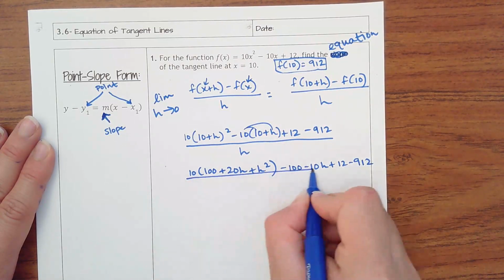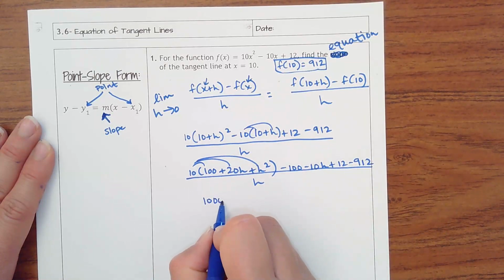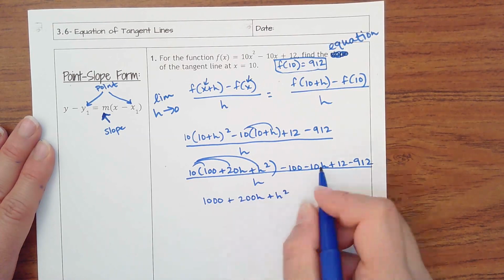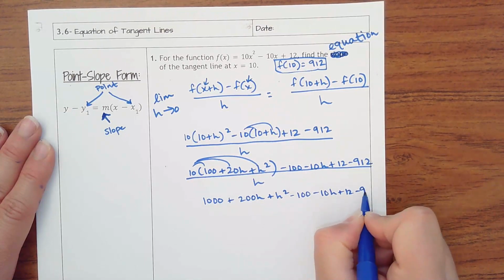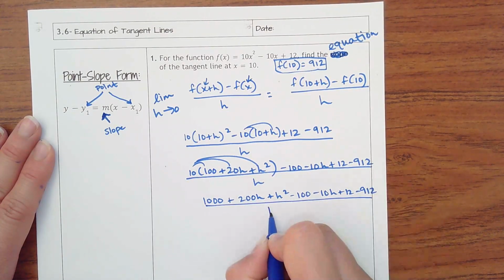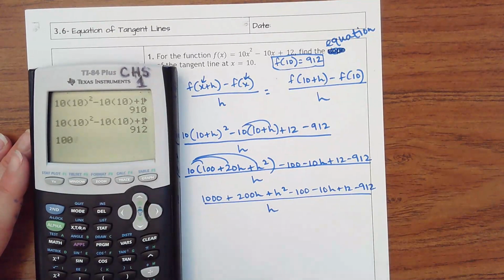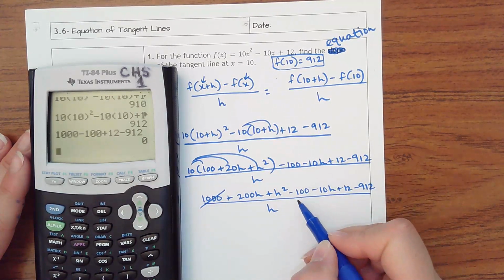And simplify any way you want. All over h. Distribute your 10. That would be 1,000 plus 200h plus h squared minus 100 minus 10h plus 12 minus 912. Okay, so I've got 1,000 minus 100 plus 12 minus 912. Should cancel out. Again, if it doesn't, you did something wrong.